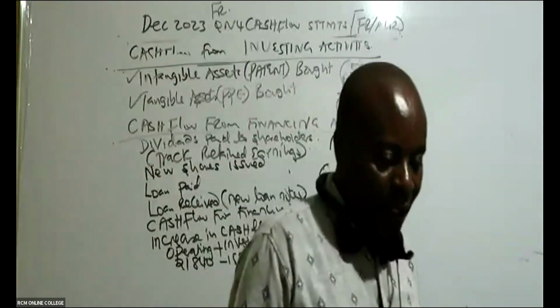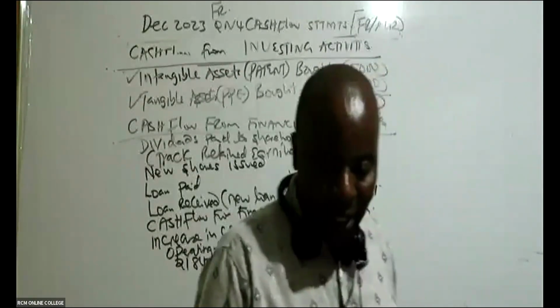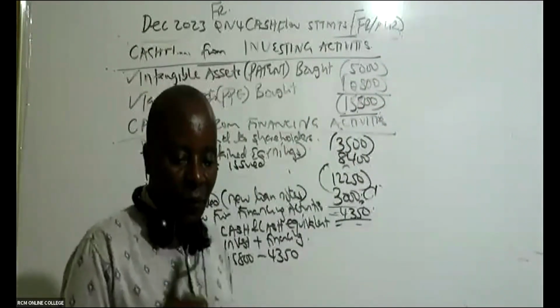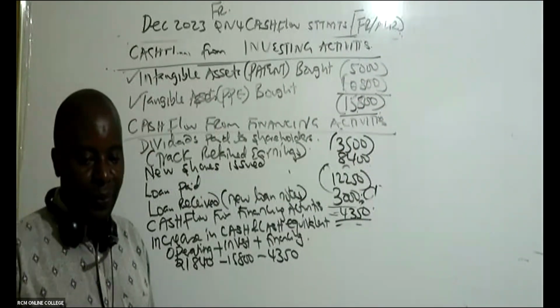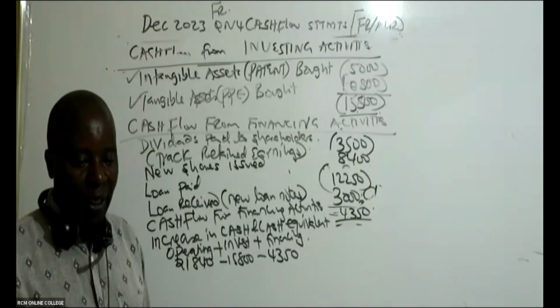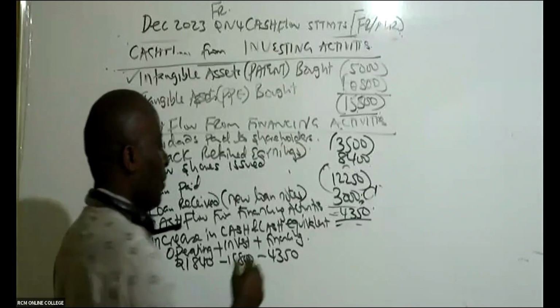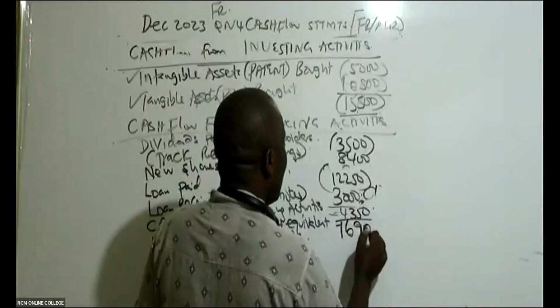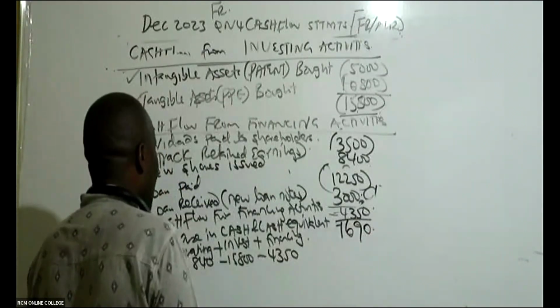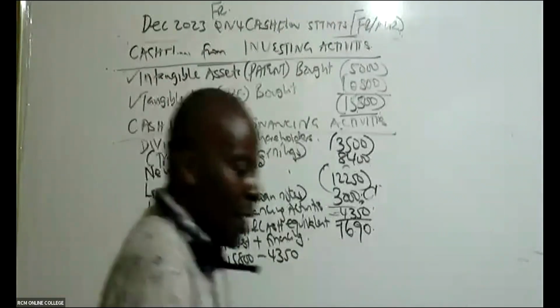Chogo has been very attentive. He's getting 1690. Can somebody confirm that Chogo's figure is correct? 1690. Thank you very much. So then once you get this 1690 as your cash and cash equivalents increase, then you shall be able to bring forward the opening cash.